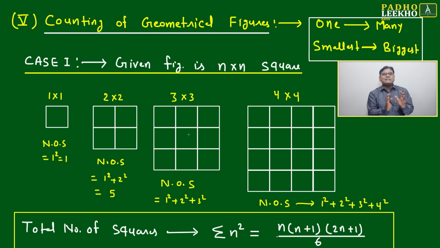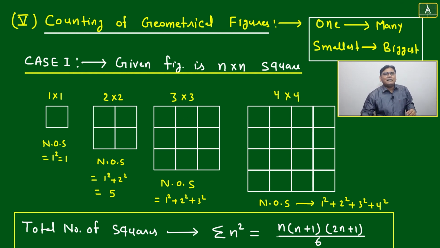Means any figure is given, and in that, like a set to subset, one big set is given and we have to count all the subsets. Like a 10 by 10 square is given, then they will ask to count how many squares there will be. Total squares means total 1 by 1, 2 by 2, 3 by 3, 4 by 4, all squares, how many squares will be possible. Or maybe a 12 by 15 rectangle is given and you have to count all the squares, 1 by 1, 2 by 2, 3 by 3, 4 by 4, or all rectangles, 1 by 2, 2 by 3, 3 by 4, all types of rectangles.